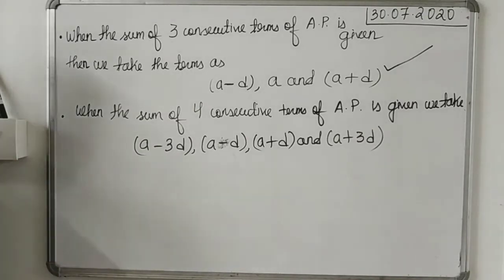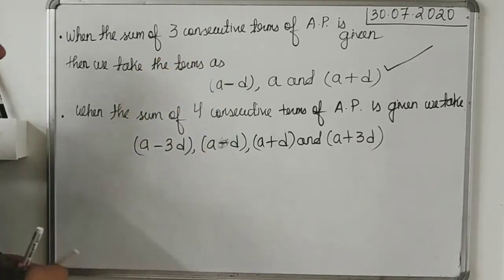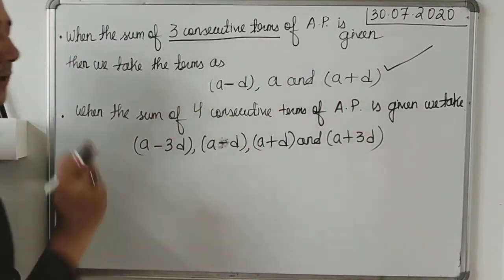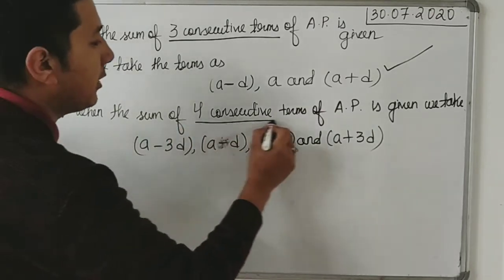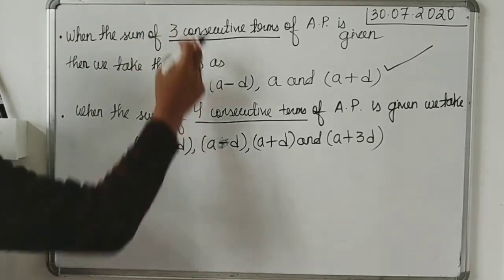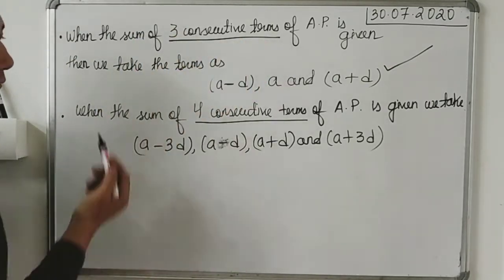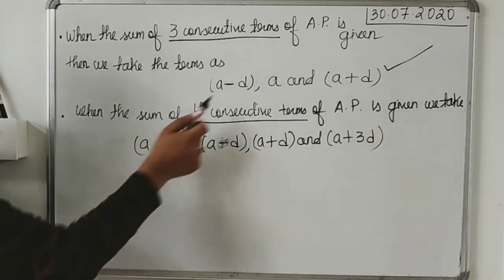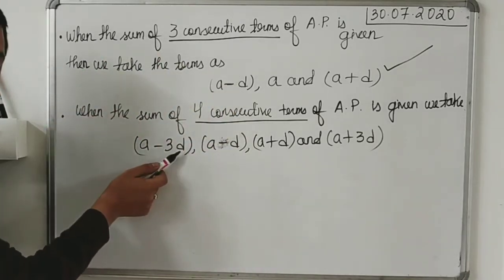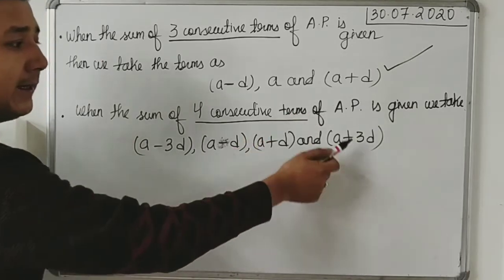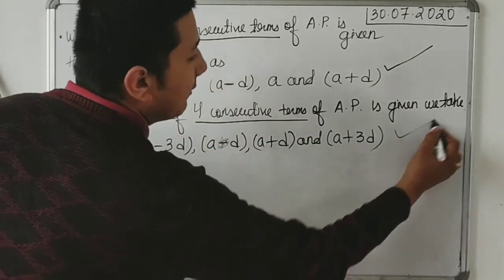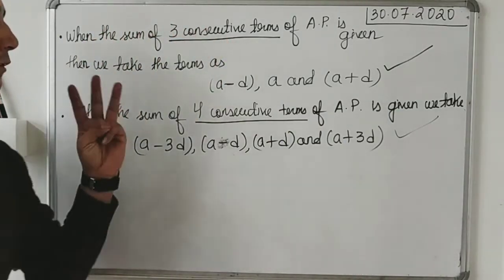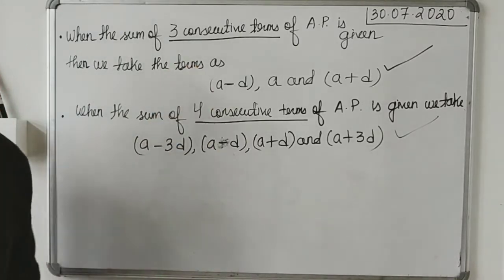Point number 2 we need to remember is for 4 consecutive terms. Please mark those words: 3 consecutive terms, then the terms will be A minus D, A, A plus D. Similarly, when the sum of 4 consecutive terms is given to us, you will see these conditions in the questions later, we'll start with A minus 3D, A minus D, A plus D, and then A plus 3D. So these are the formulas that we need to remember, for 3 consecutive terms and for 4 consecutive terms. Pause the video and note it down.